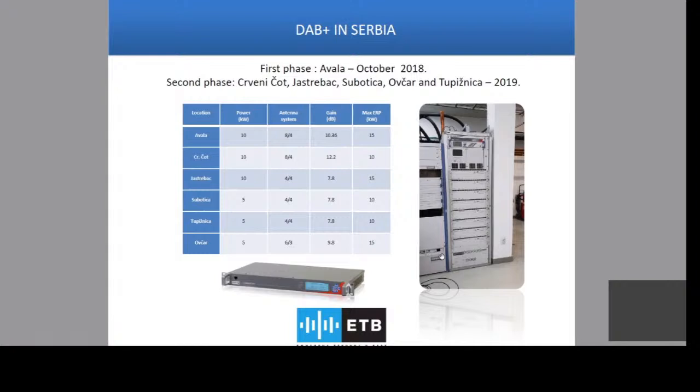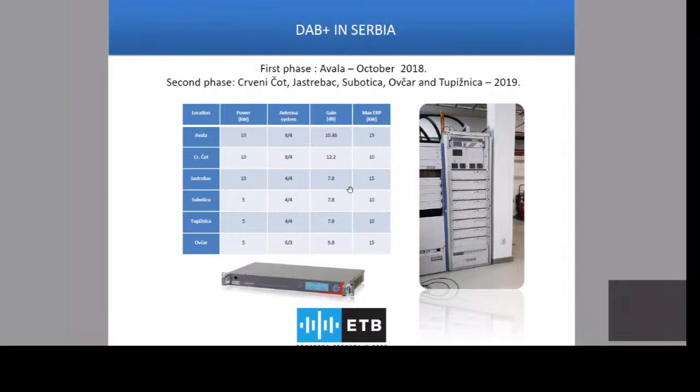In the next phase, during 2019, we activated and put into operation an additional 5 locations throughout Serbia, also with adapted VHF TV transmitters and existing antenna systems. We only made a new VHF system at the transmission site Jastrebac, which is vertically polarized. In the table on this slide, you can see the power of the devices we are using for our transmissions and other relevant data related to the broadcasting.